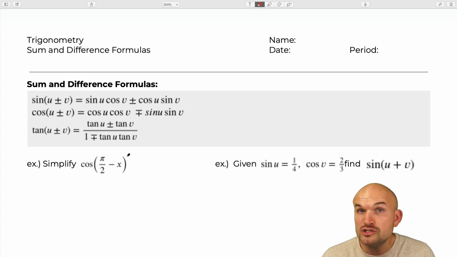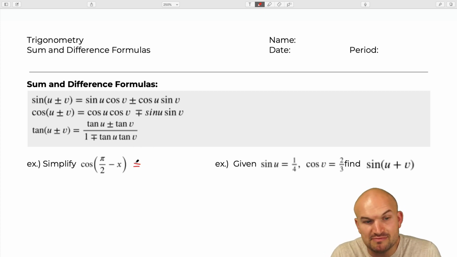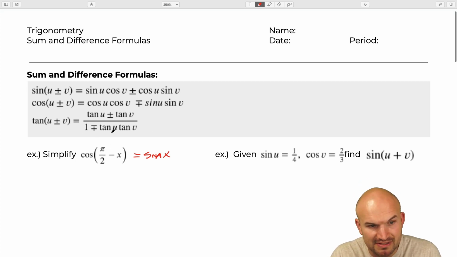This is the cofunction identity. Hopefully you already recognize that the cosine of pi halves minus x is going to equal sine of x, right? So if these formulas are going to work, that should give us sine of x. So here's our formula: cosine of u minus v. We can say u is equal to pi halves and v is equal to x.